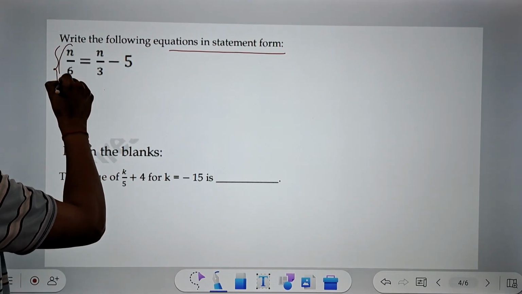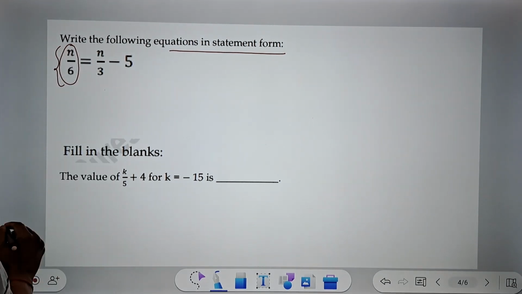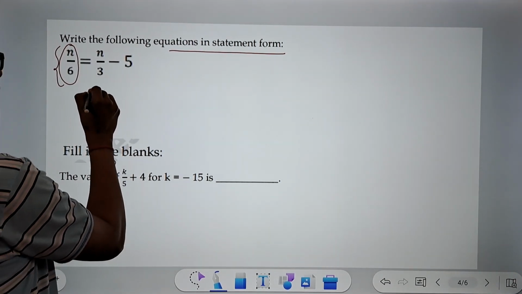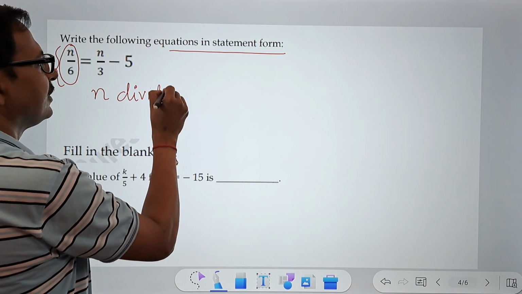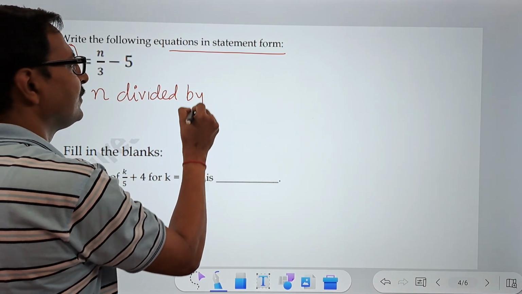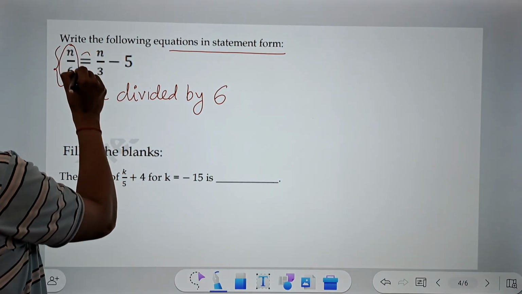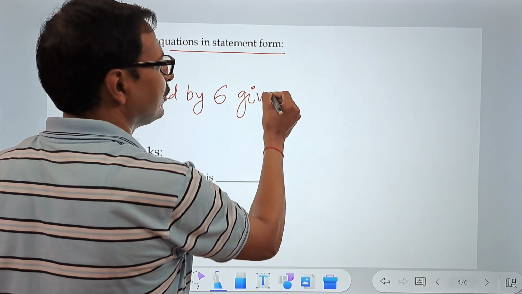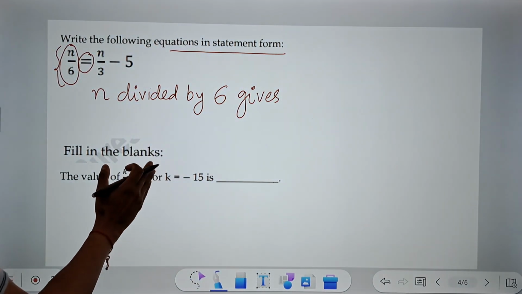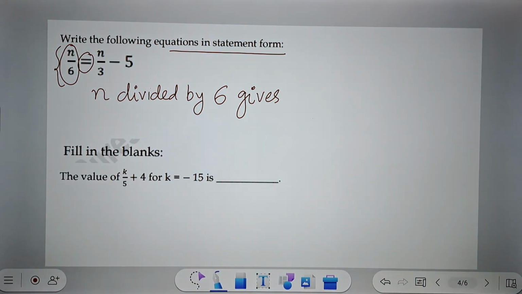This is n divided by 6. So we can write it as n divided by 6. I told you what equal to is. Equal to means gives. So you have to write the word gives when you find an equal to sign.